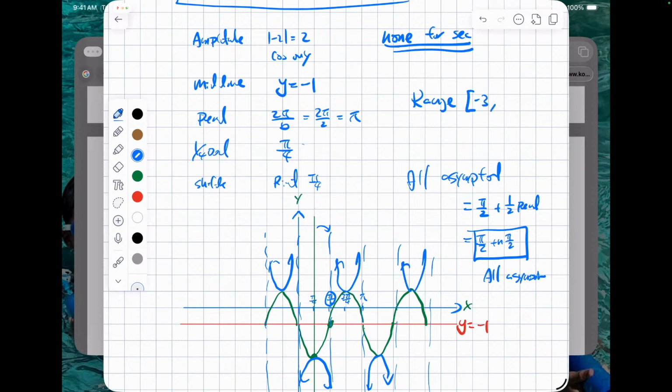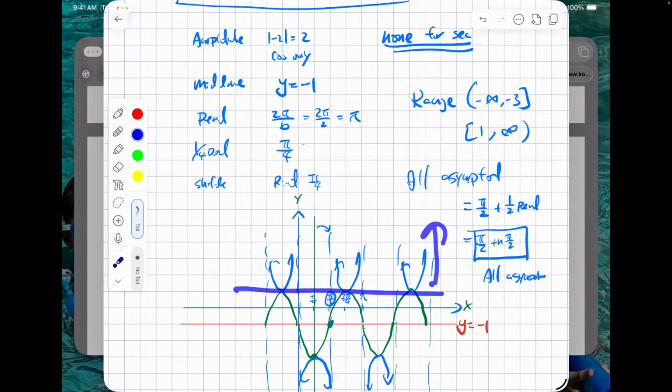Negative infinity to -3, is that okay? And from 1 to infinity. This one's asymptote. Is that okay? And this is the range. Range is basically where the blue part of the graph is, not the green part, because we're talking about secant. So is it this region above or this region below? Are we okay here? Straight A.